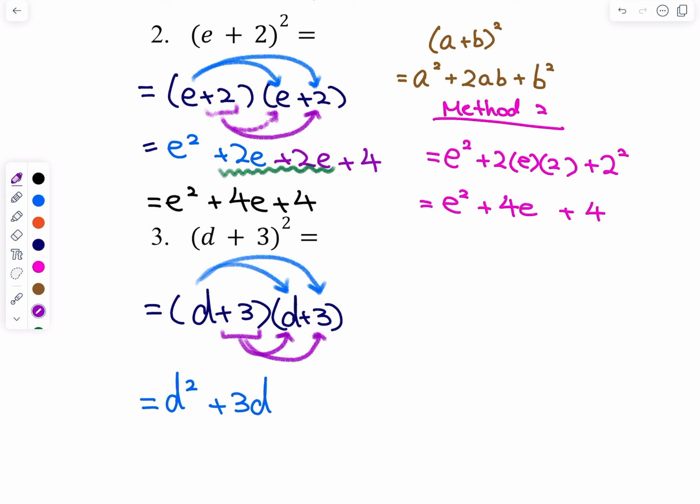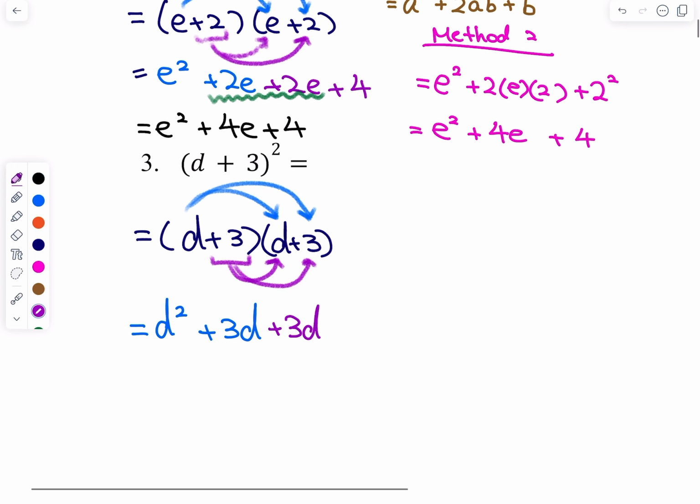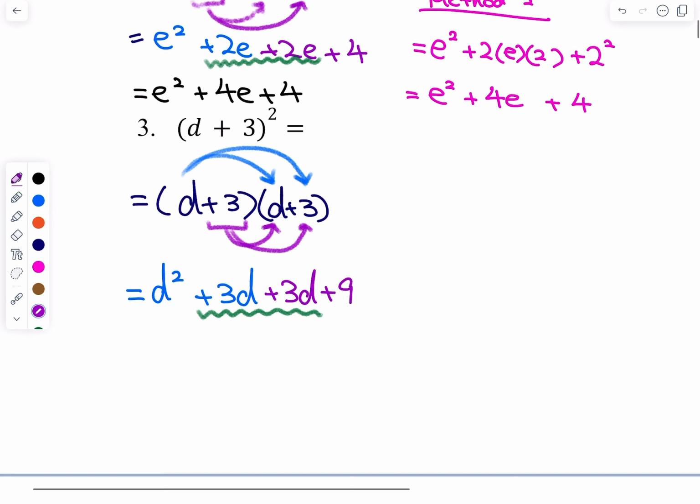This part I'm going to move a little quicker because I know you guys can do this much now. So 3 times 3 is 9. And then anything that they both have in the middle, 3 d's. Both of them have d's, so you can calculate them together. So it becomes d squared, 3 plus 3, 6d.